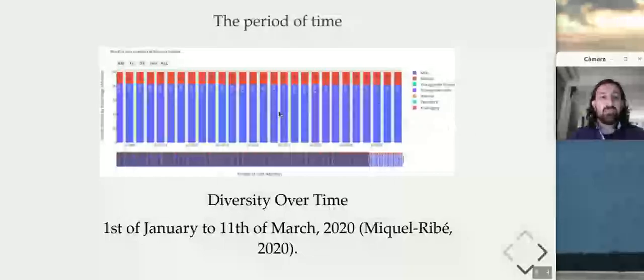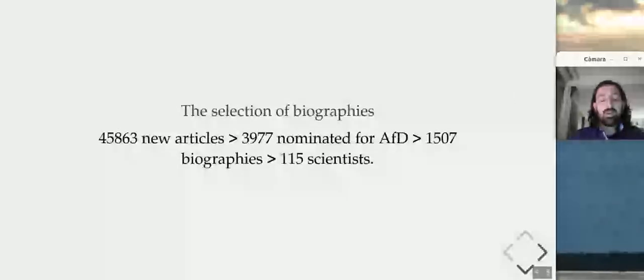It shows the total of articles by gender. In blue you can see the men, which shows the imbalance in the gender perspective of the English Wikipedia. The selection of the biographies for this study: in that period of time, 45,000 articles were created. From them, almost 4,000 were nominated to the Articles for Deletion category. 1,500 were biographies, and from all these biographies we took the scientists, just 115 scientists.